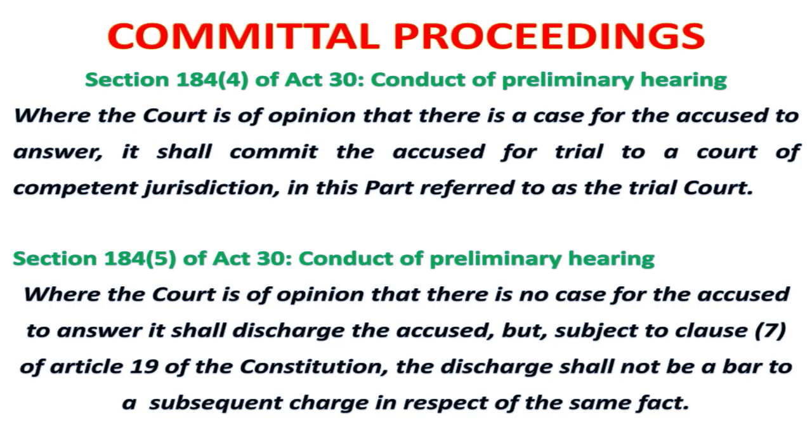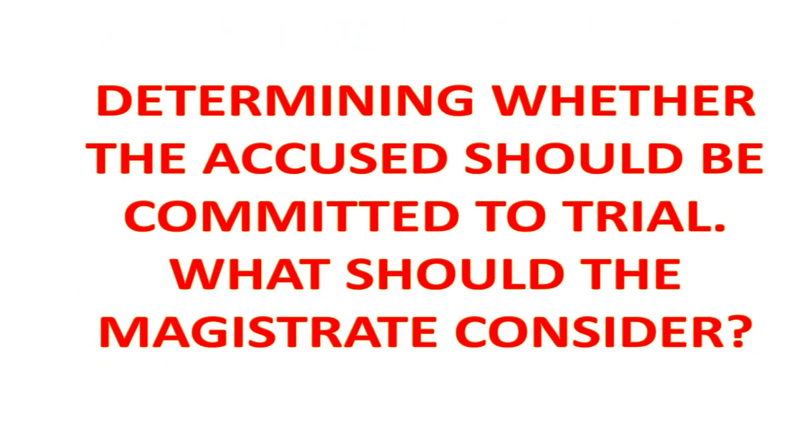Because section 184, subsection 4 says that where the court is of the opinion that there's a case for the accused to answer, it shall commit the accused for trial to a court of competent jurisdiction. And if the court is of the opinion that there's no case for the accused to answer, it shall discharge the accused. The question is, how will the court determine whether to commit the accused person for trial or not? What should be the guiding principles? The Act doesn't give us the answer.